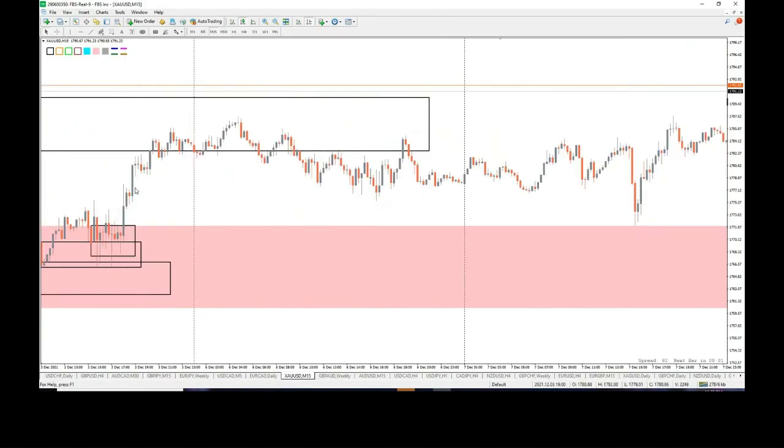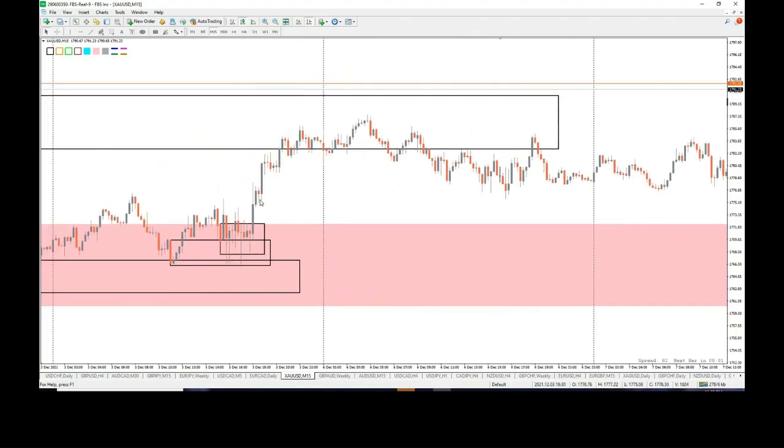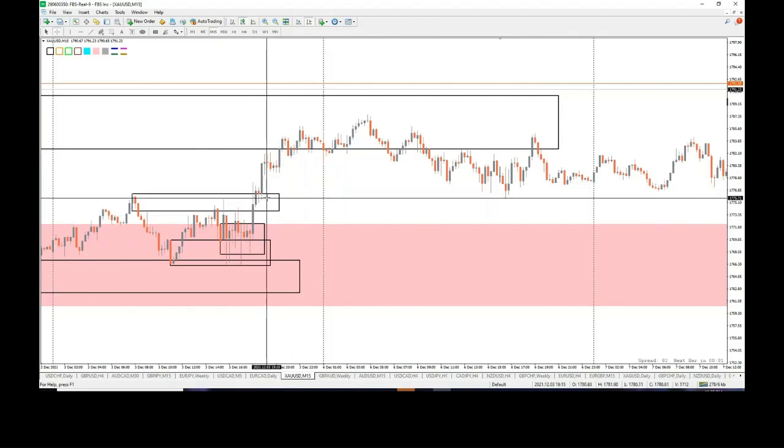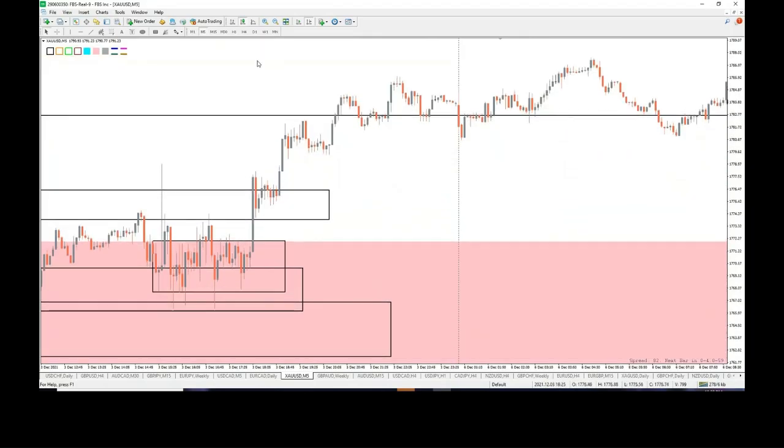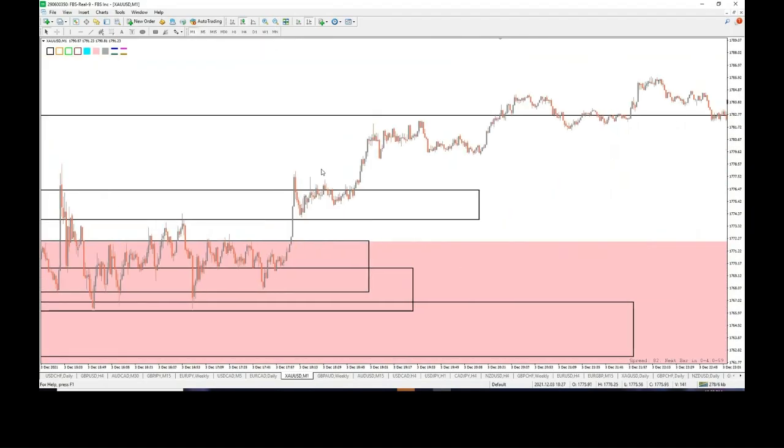M15, there's no entry. I think this one is from M5 because this is an M15 zone, right? It's a break, so we have to wait for M5 or M1 to make an engulfing buy. There you go. It's your first entry, second entry, your third entry.